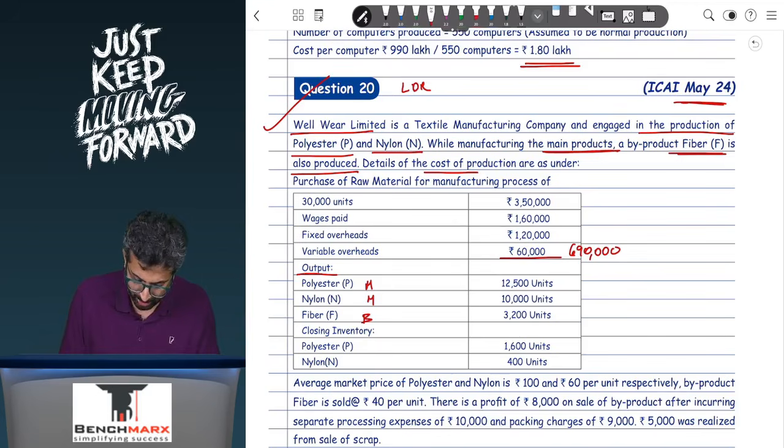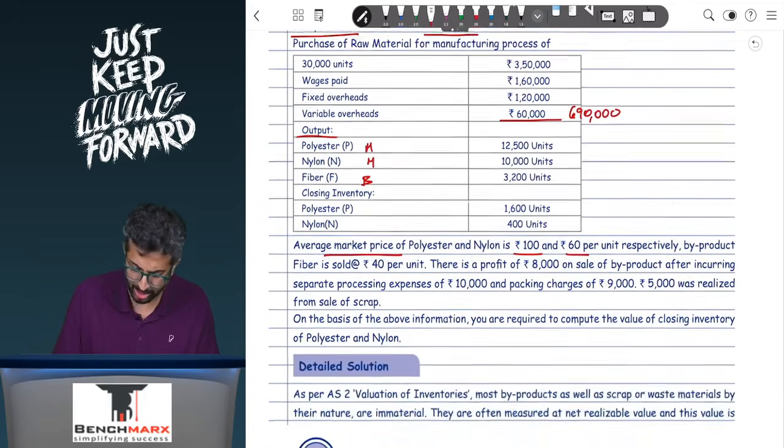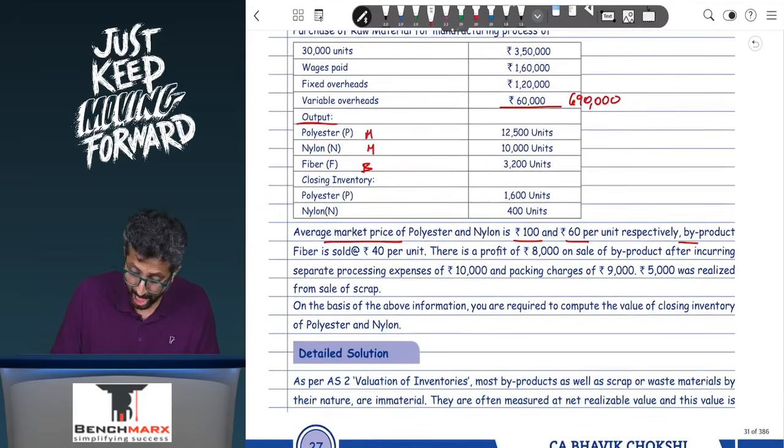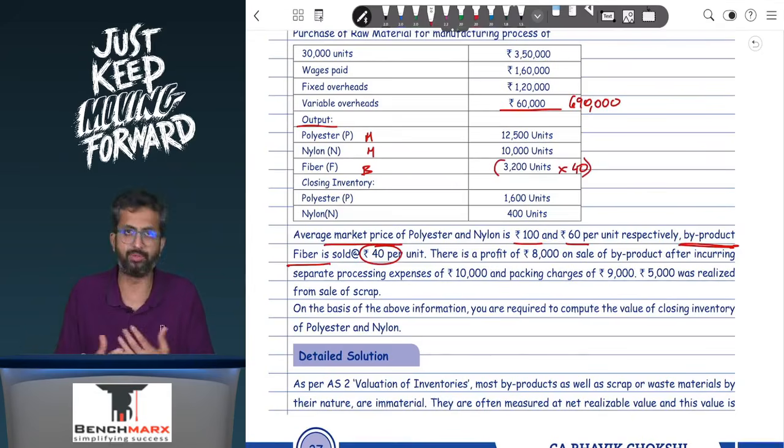Closing inventory, polyester and nylon is there. The average market price of polyester and nylon is 100 and 60 per unit respectively, and the byproduct fiber is sold at 40. So if I take 3,200 units of fiber into 40, it will come to 1,28,000. So this is my NRV if there is no other expense from the byproduct.